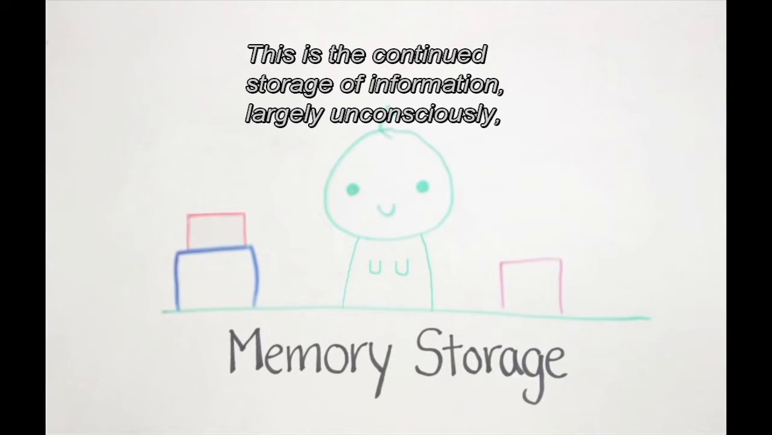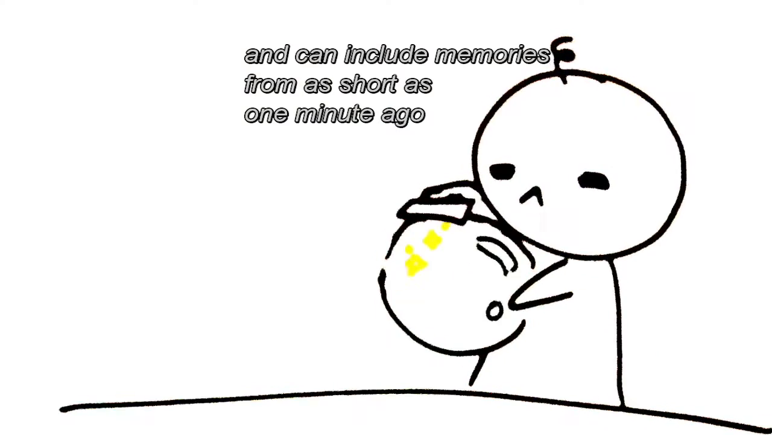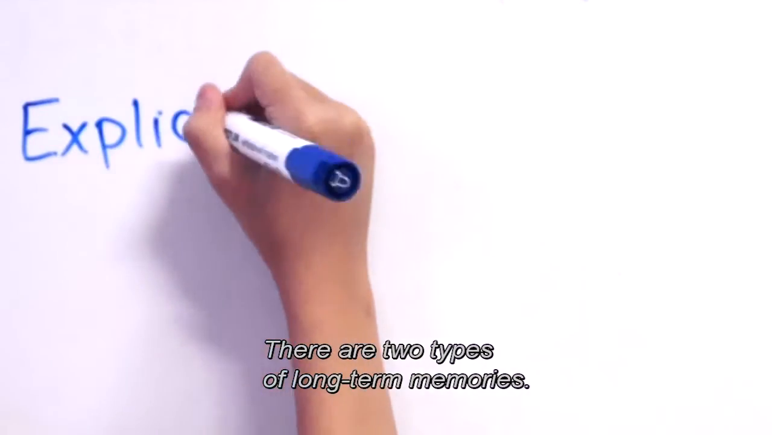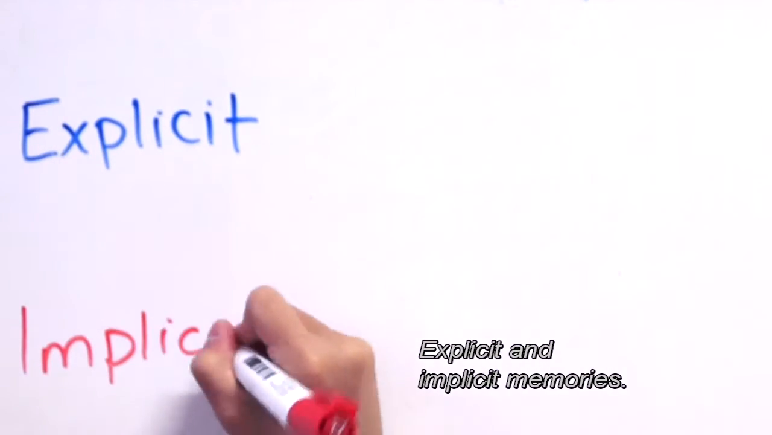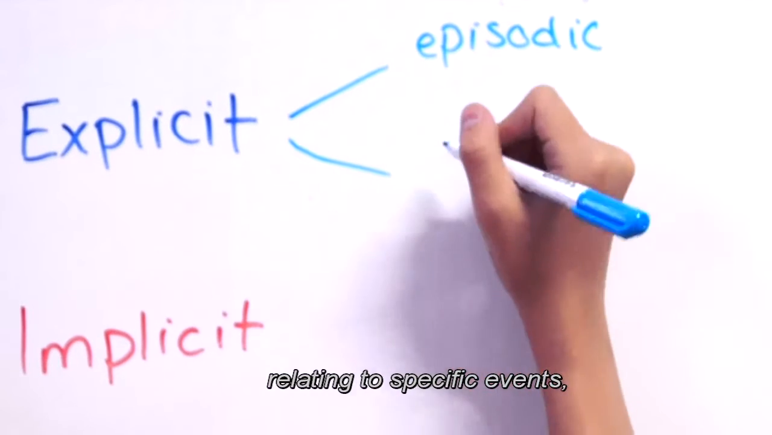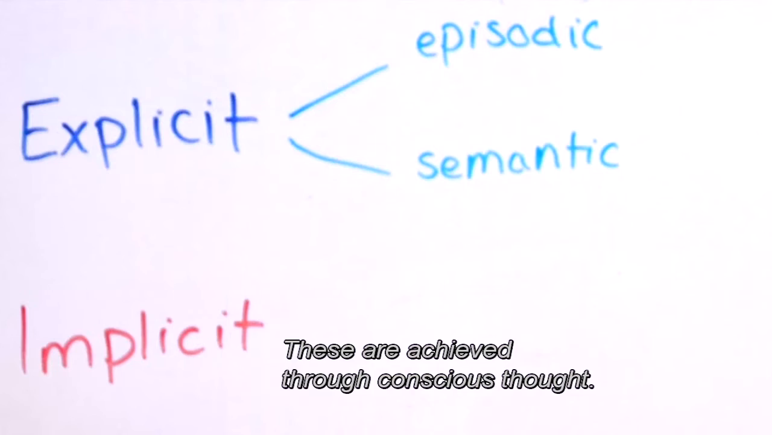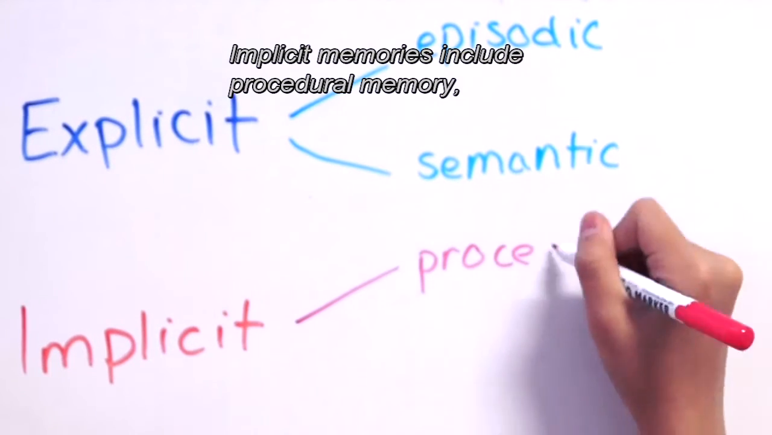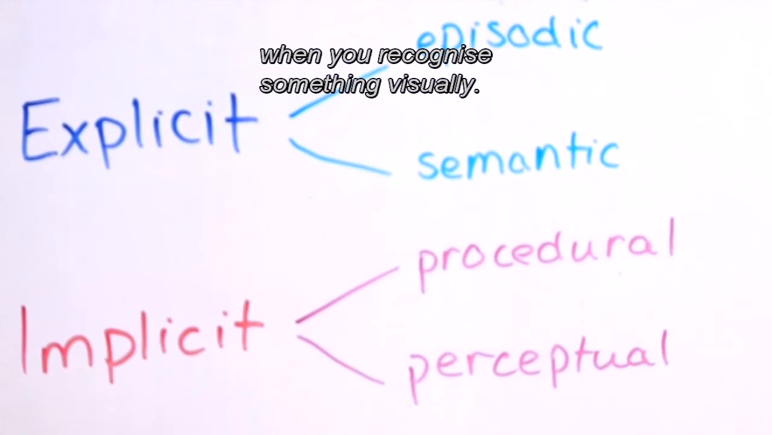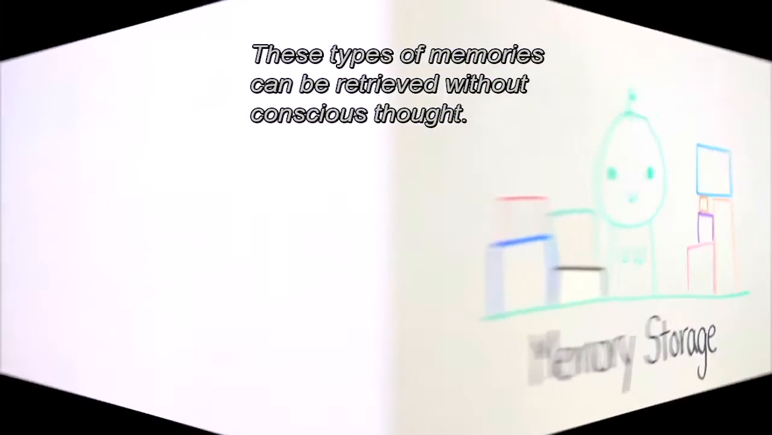This is the continued storage of information largely unconsciously and can include memories from as short as 1 minute ago to a few decades ago. There are two types of long-term memories: explicit and implicit memories. Explicit memories can be episodic, relating to specific events, or semantic, being facts. These are retrieved through conscious thought. Implicit memories include procedural memory from movements and operations, and perceptual recognition when you recognize something visually. These types of memories can be retrieved without conscious thought.